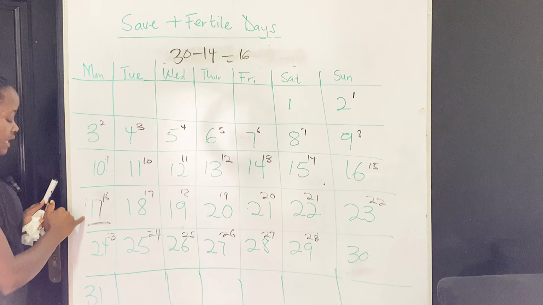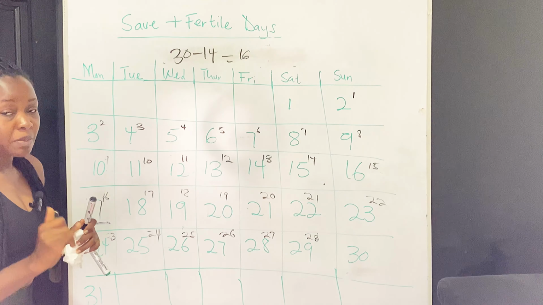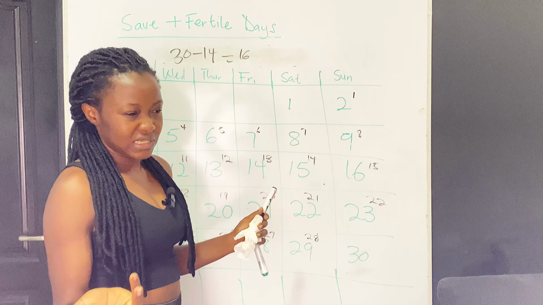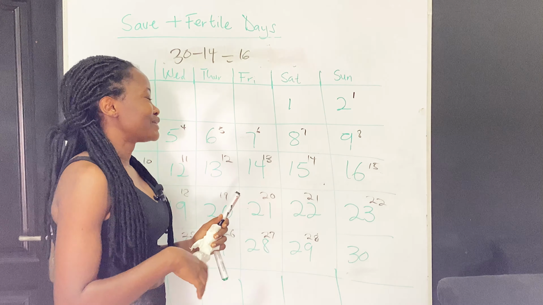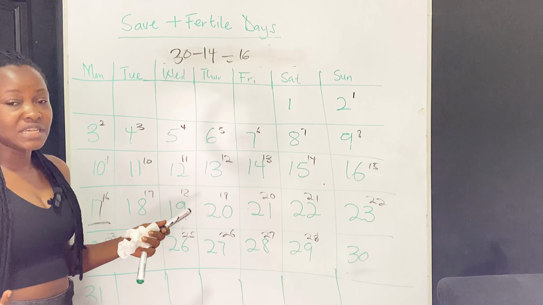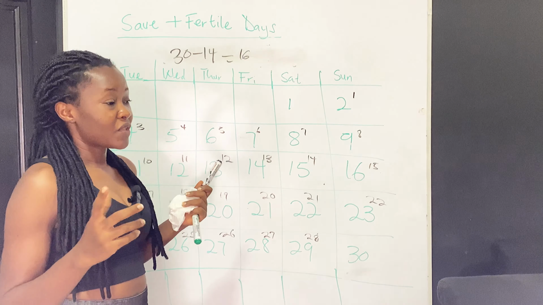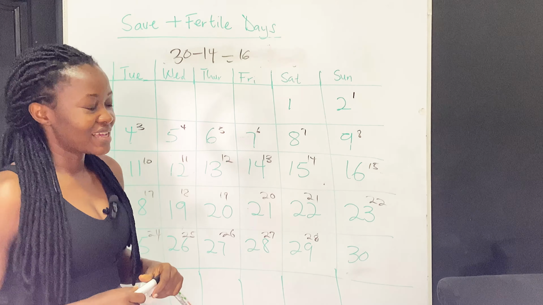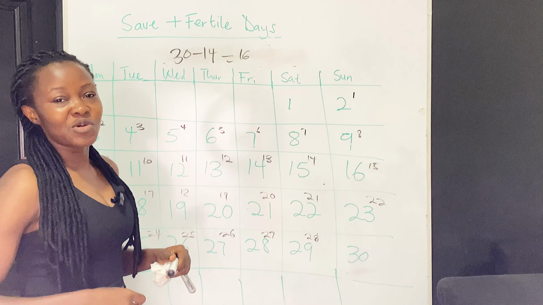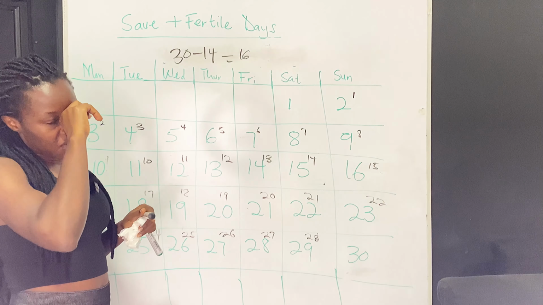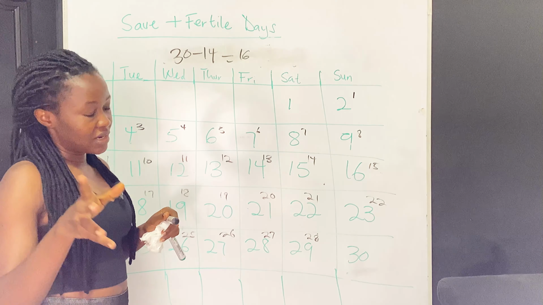If she's ovulating on this day, here's the catch: the sperm, well, it's only the male that produces sperm, right? So sperm can stay in the female body for up to 5 days, not 5 working days. They can stay even on weekends. So sperm can stay in the female body for up to 5 days. Now, this is what we are going to do to calculate the fertile days.